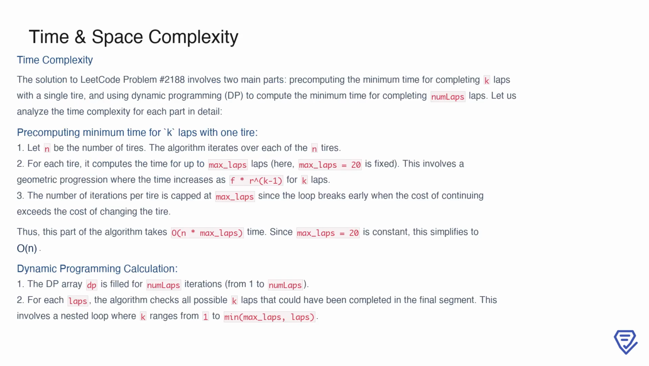To analyze the time complexity of this solution, we can break it into 2 main parts: pre-computing the minimum time for completing k laps with a single tire, and using dynamic programming to compute the minimum time for completing the total number of laps, laps. First, let's focus on the pre-computation step.